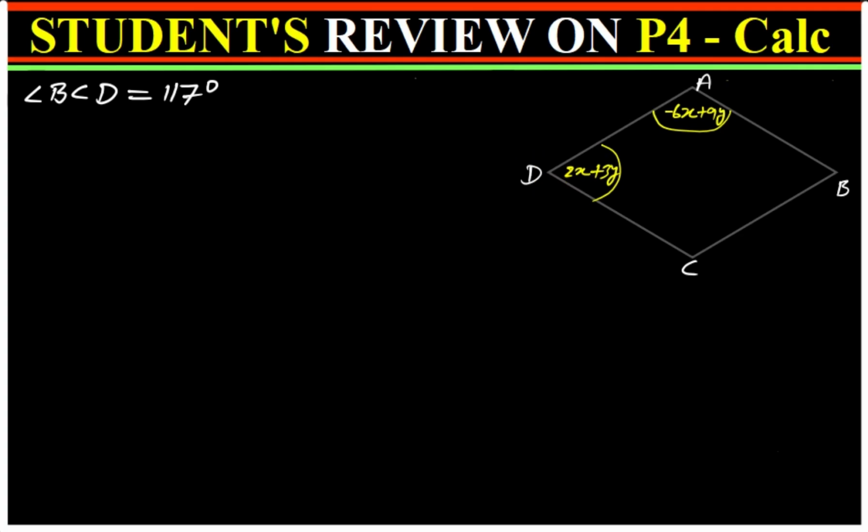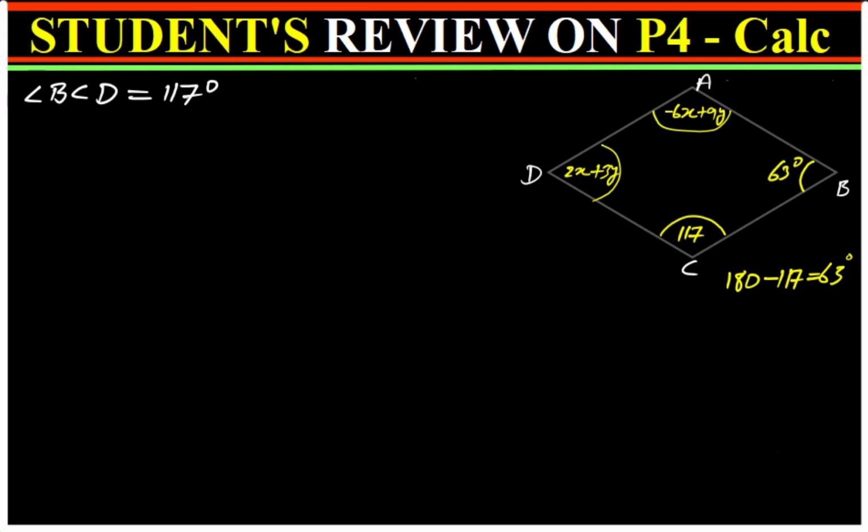You can see here this angle BCD is given, that is 117 degrees. So if this is 117 degrees, what will be this angle B? We can simply subtract it from 180 minus 117. So you will be getting this angle, that is 63 degrees. So we got 63 degrees.